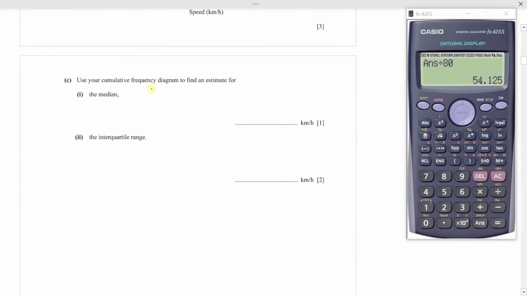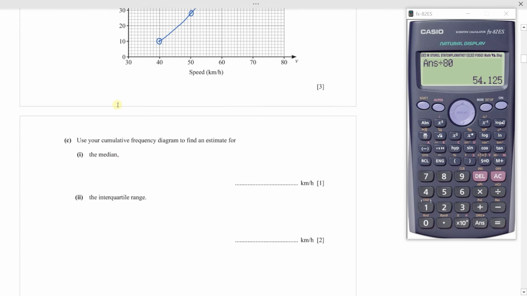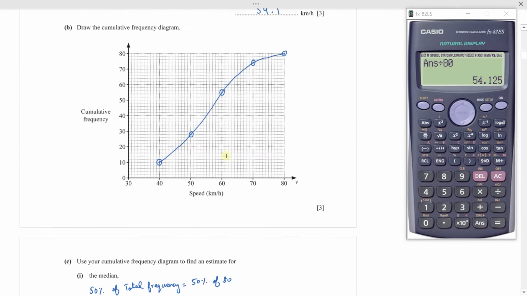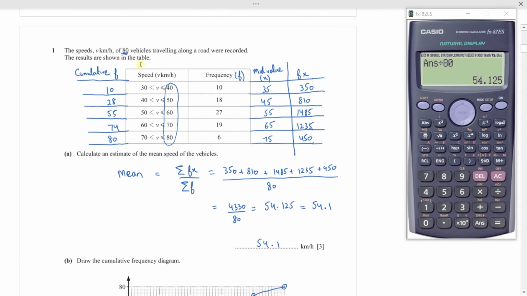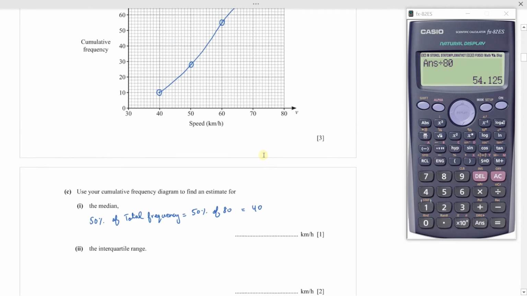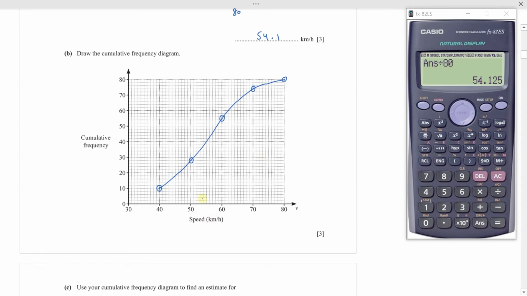The next part is use your cumulative frequency diagram to find an estimate for the median. So for the median value, you first need to take the 50th percentile of total frequency. So this is 50% of 80. Your total frequency or the total number of vehicles here is 80. So 50% of 80 is 40. So now you need to find the value of speed when your cumulative frequency is 40.